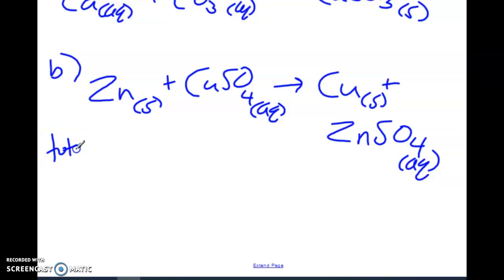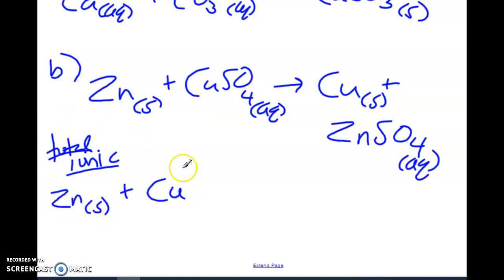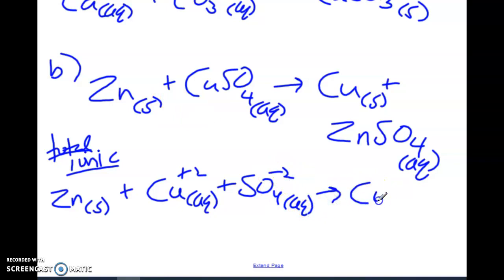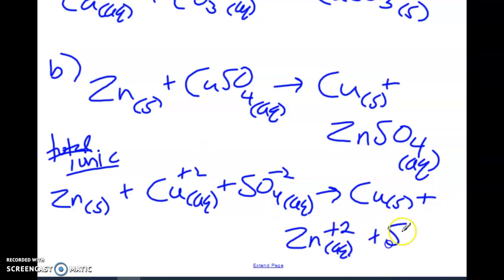Okay, so our total ionic equation, we're going to take everything that is aqueous and separate it into its ions. So remember, solid, liquid, and gas, we keep them intact. So we're going to have zinc solid, copper ions, plus sulfate ions, arrow, solid copper we're not touching. Then we have zinc ions and sulfate ions.